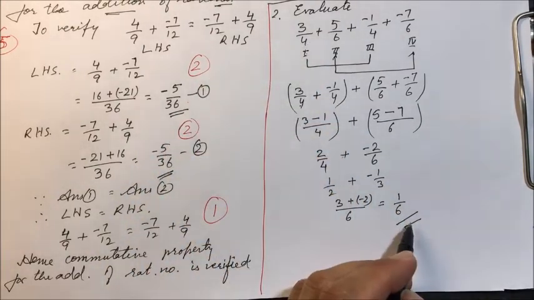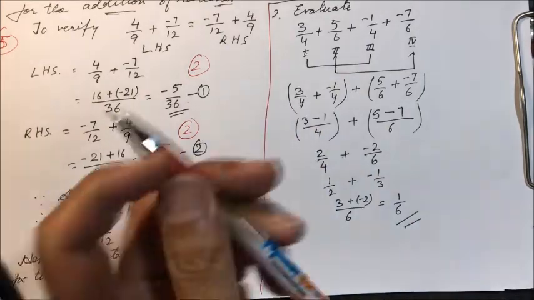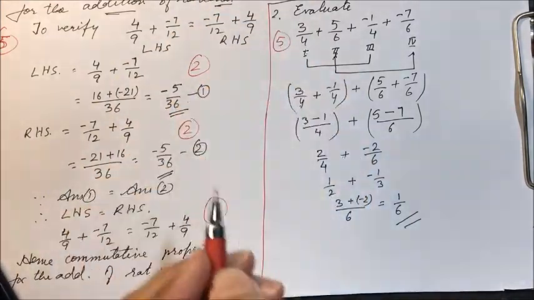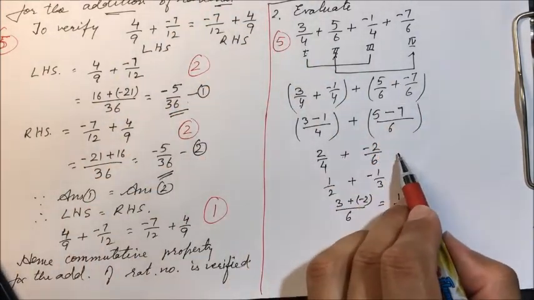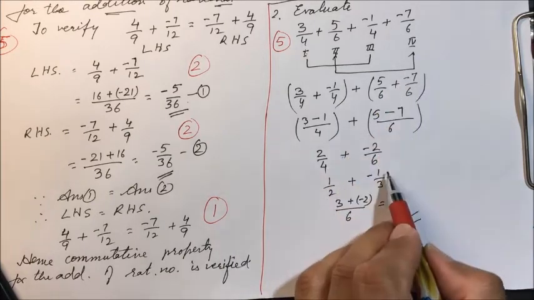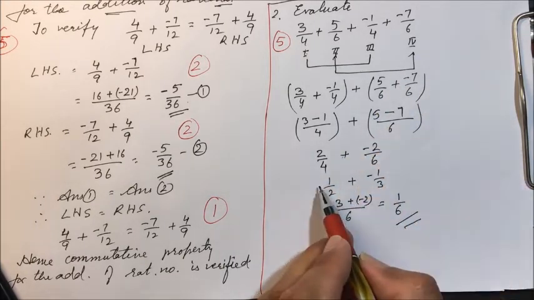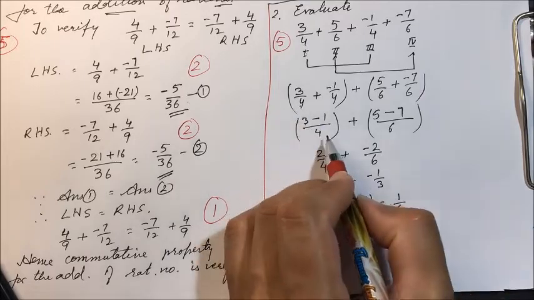If you have solved correctly, you allot 5 marks for this. If some steps are correct but the answer is wrong, allot 3 marks.